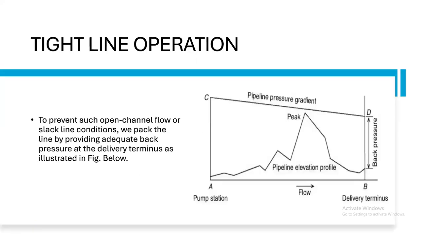To prevent such open channel flow or slack line conditions, sometimes called slack line flow, we peg the line by providing adequate back pressure at the delivery terminus, as illustrated in the figure below. This means you make sure your delivery pressure is high so that there's big pressure to push your hydraulic grade line above this peak. But once it comes below this peak, which means now you have a slack flow here, most probably it will correct itself here and start to have a tight line flow here.